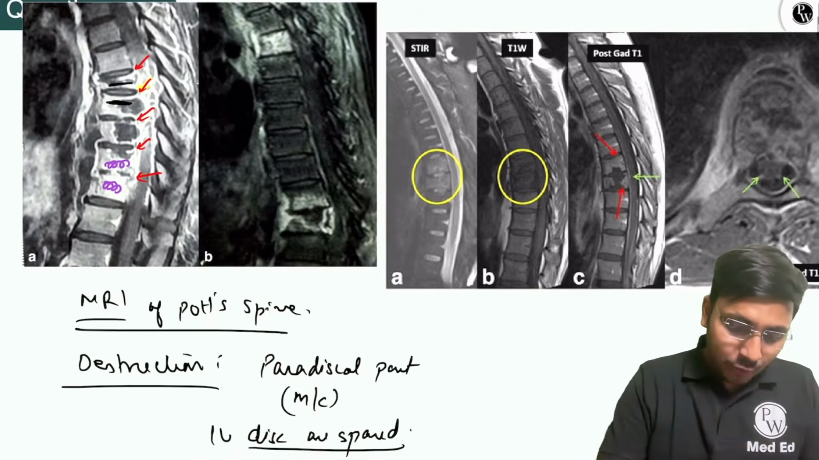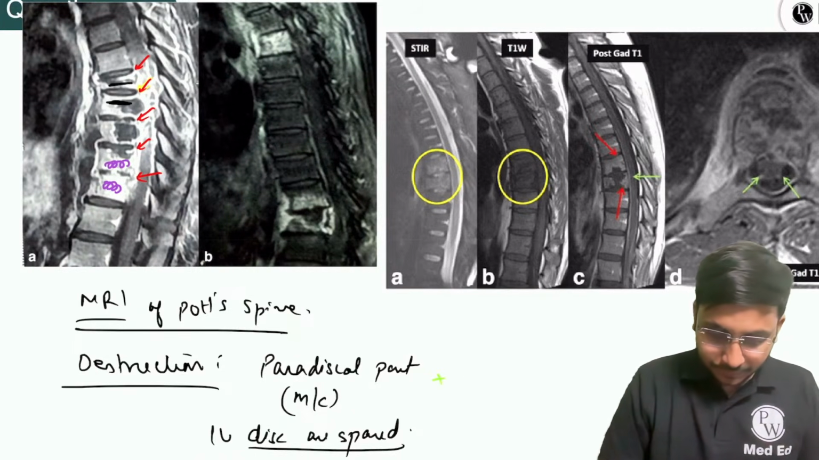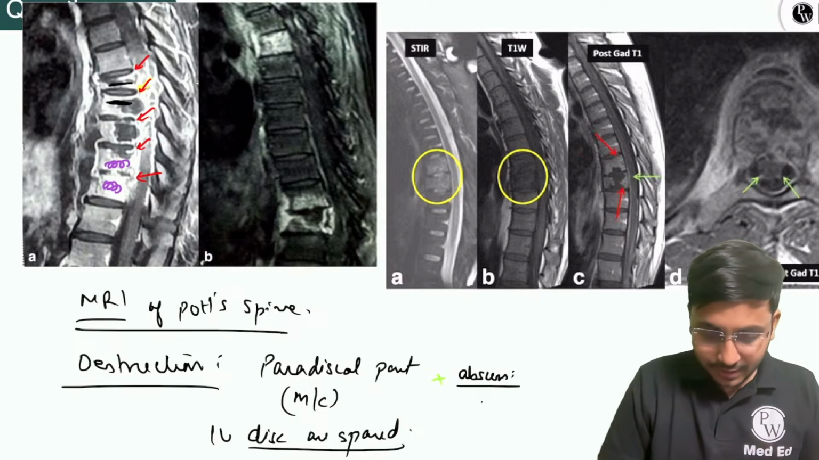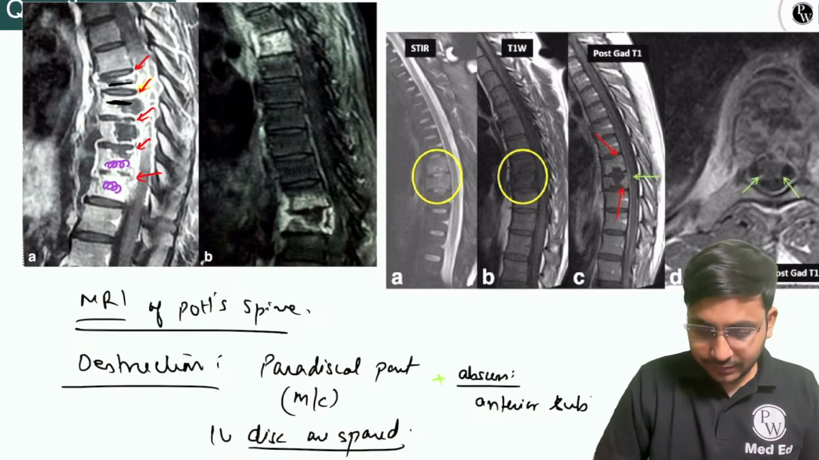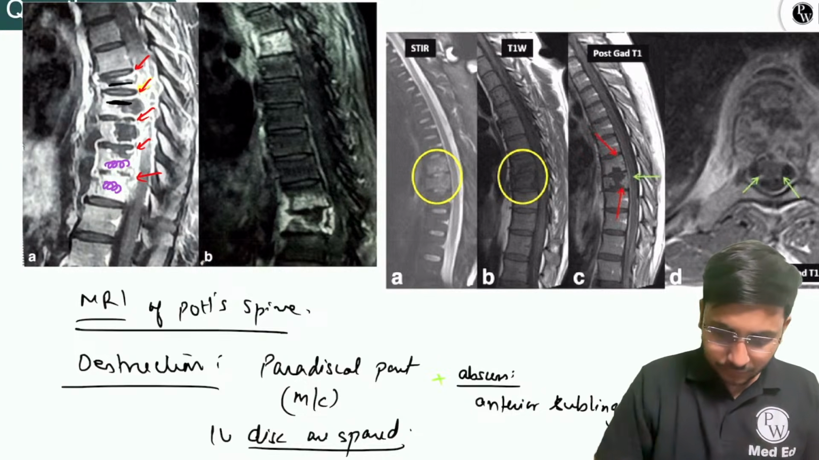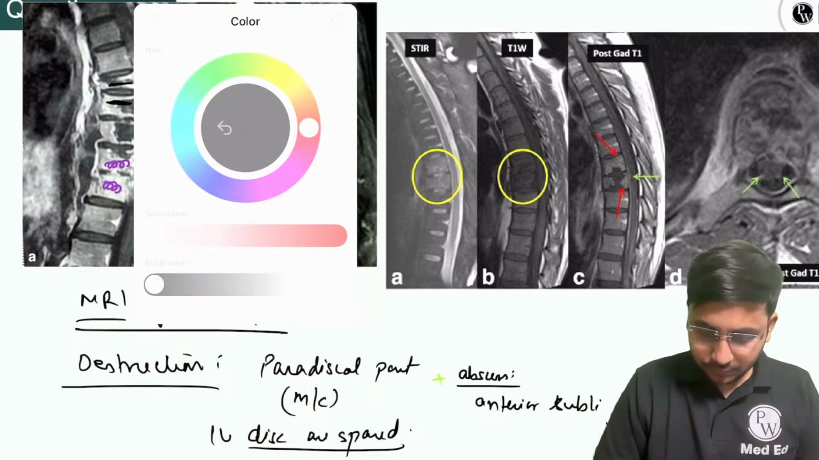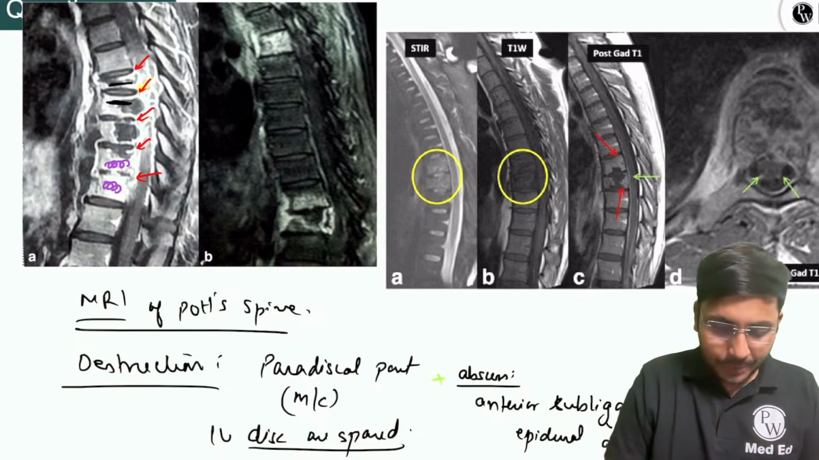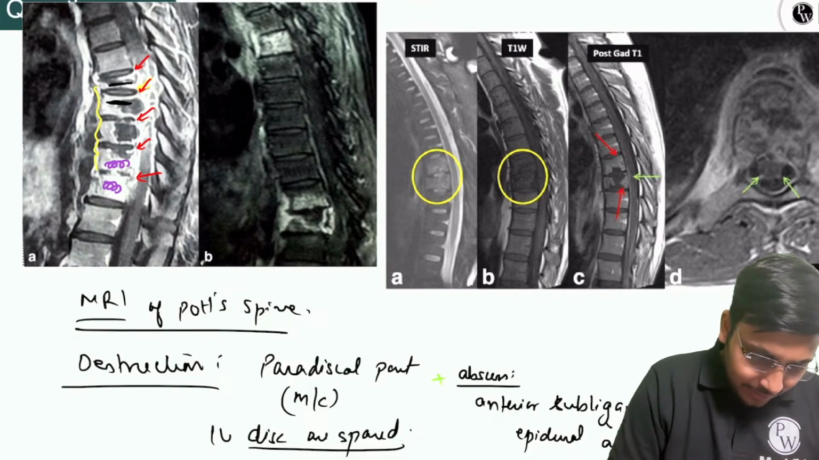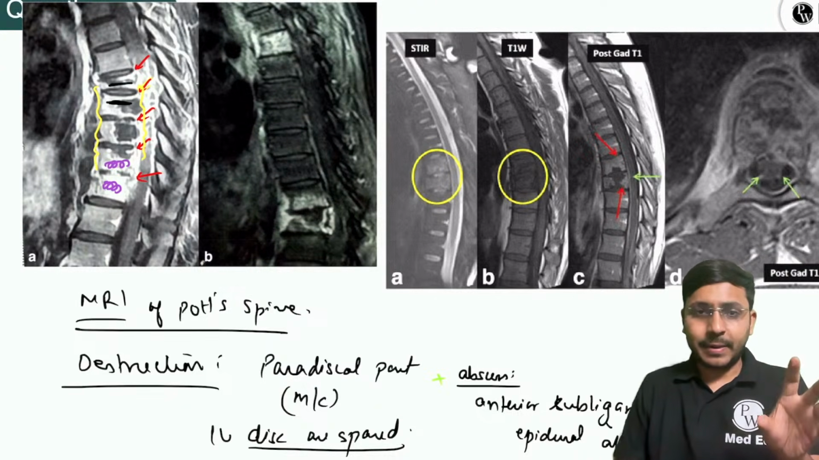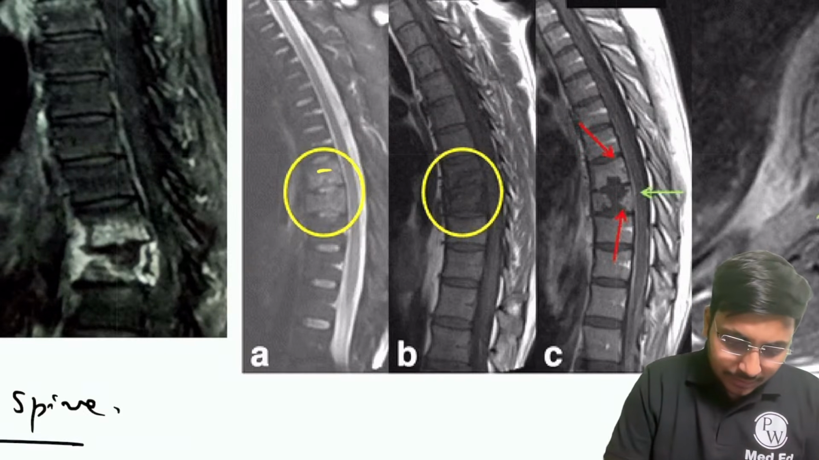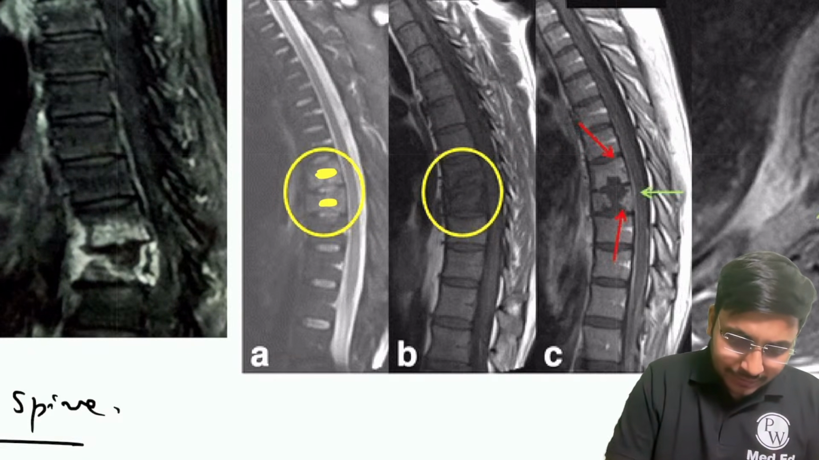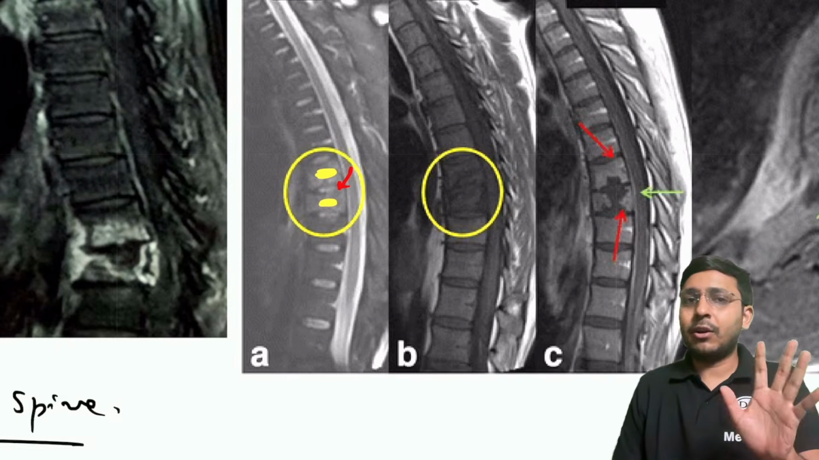And along with that, you get multiple abscesses. Plus, you get abscesses, anterior subligamentous and epidural abscesses. Okay, so you will see abscesses here and here. This is typical of Pott spine. Again, you see the second image, the vertebra involved, but the disc is spared. The disc is spared. This is typical of Pott spine.